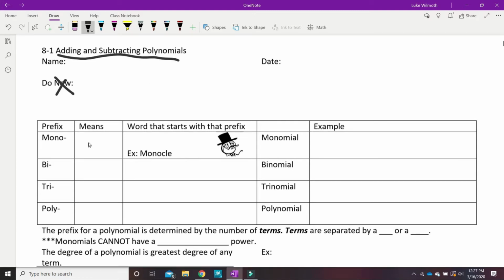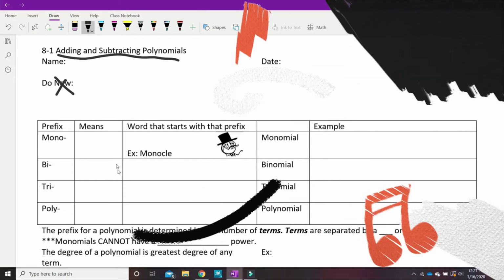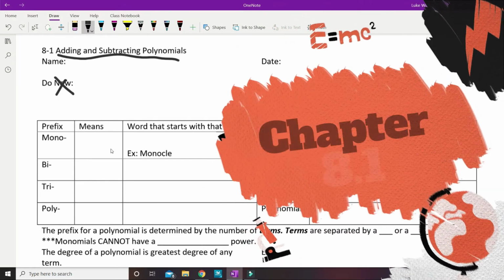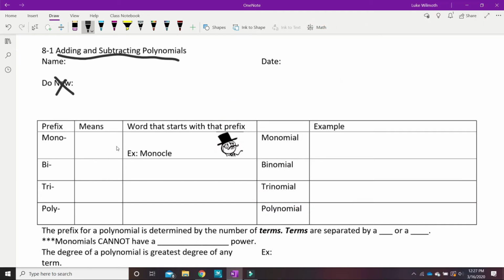Before we get started with any of that, we're just going to talk about what some of these words mean. Our first word is going to be monomial. Mono means one. If we think about the word monocle, a monocle is glasses, but it's just on one eye, because mono means one.